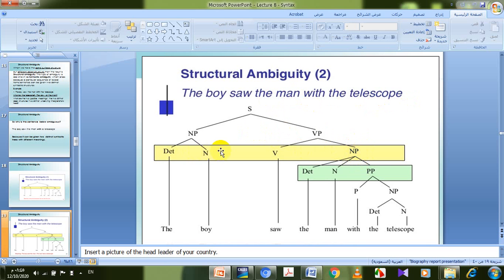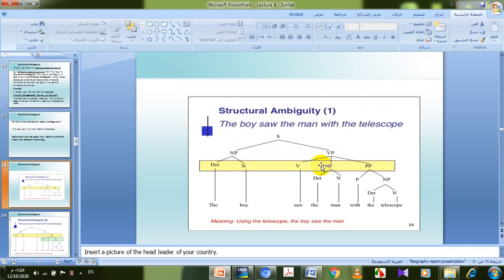However, in the one before, the man is a noun phrase, and with a telescope is a prepositional phrase. It is not within the same layer, because here with a telescope is not talking about the man. It doesn't function as an adjective for the man. So two divisions: the man, noun phrase, and with a telescope, a prepositional phrase.